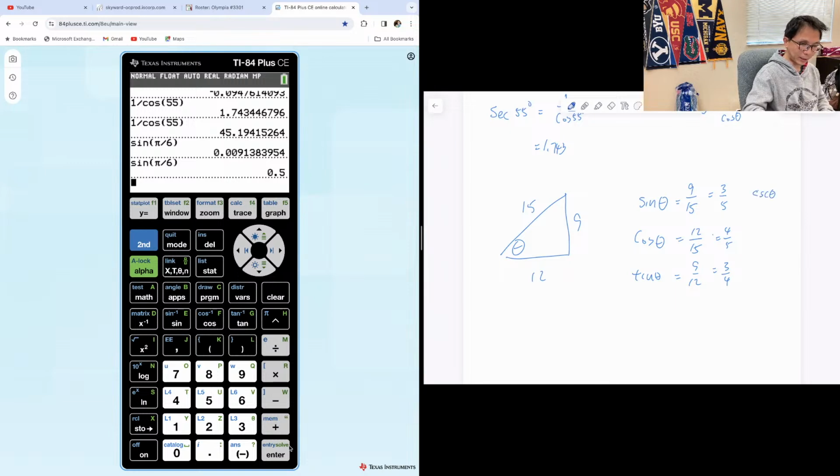Cosecant of theta is going to be hypotenuse over opposite. It'll be 5 over 3. Secant of theta is equal to 5 over 4. Cotangent of theta is equal to 4 over 3.